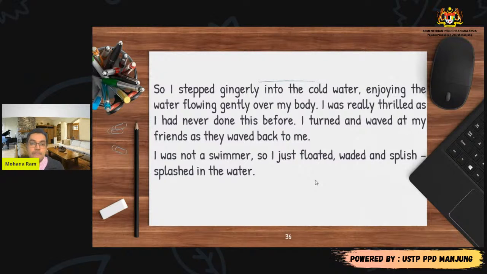"I was not a swimmer, so I just floated, waded, and splish-splashed in the water." Floated, waded, and splish-splashed in the water, this is triple emphasis. I didn't say I run, I run, I jump. I didn't use those words. It's clear I'm not a swimmer, so I put "I was not a swimmer."